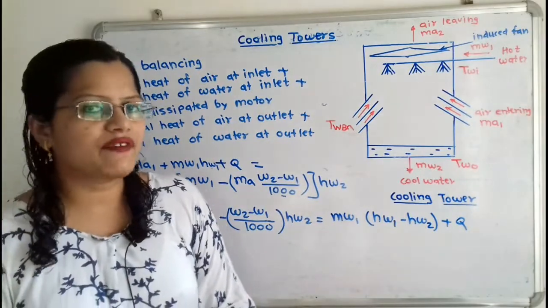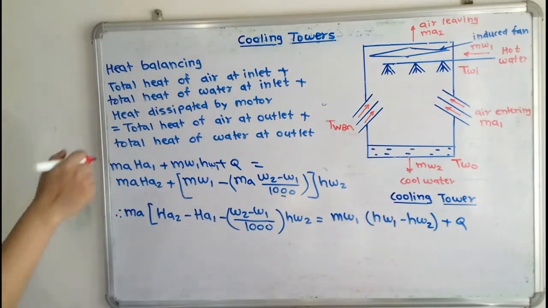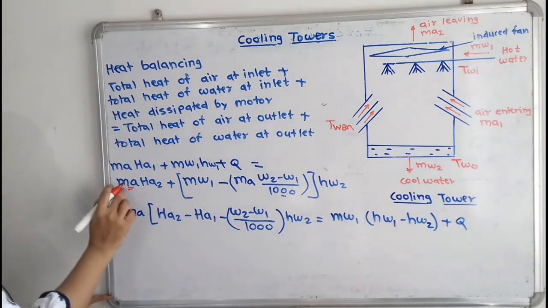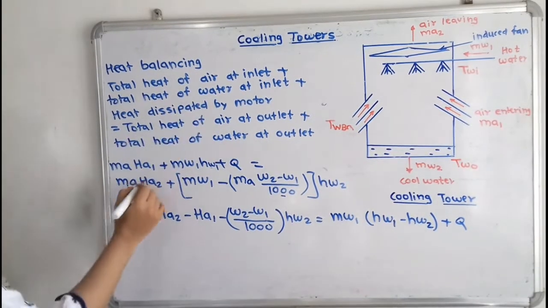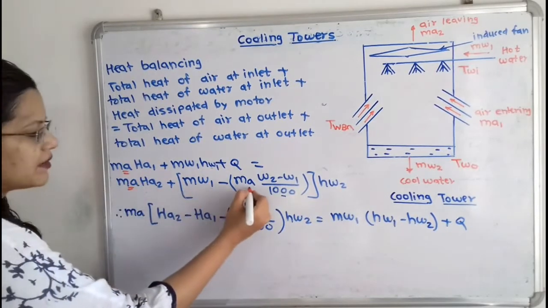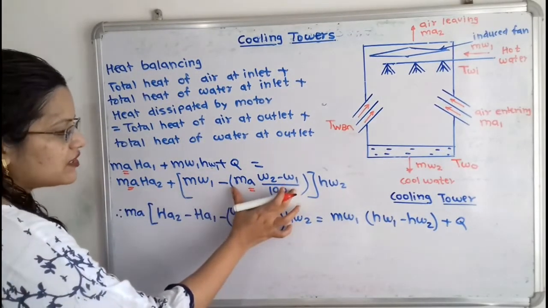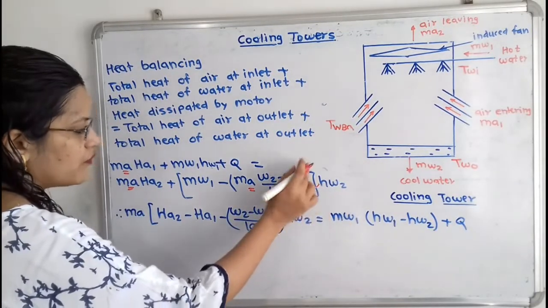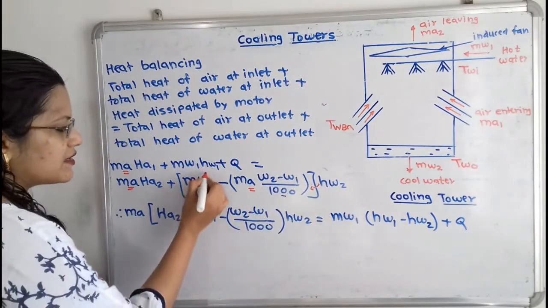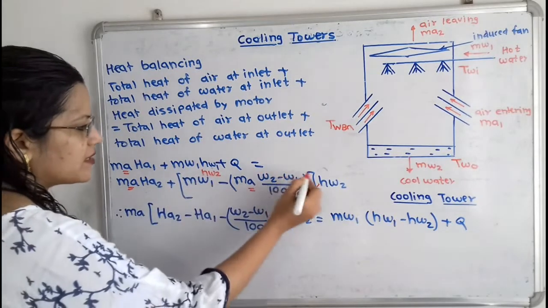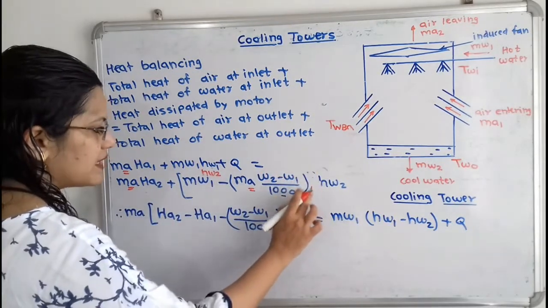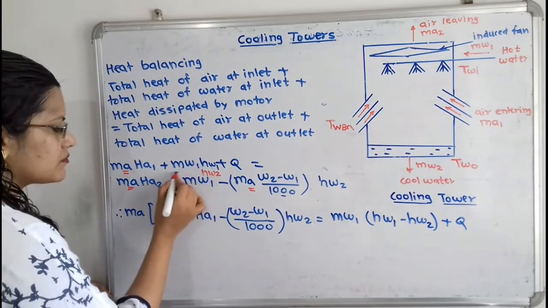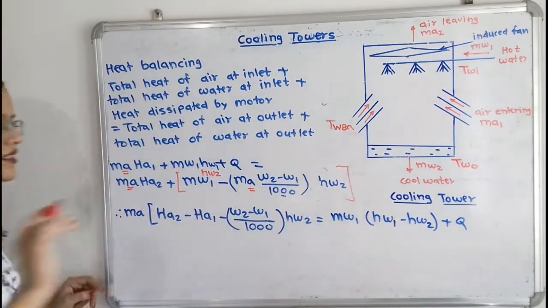Now we will simplify this. First we take Ma, the mass of air, as a common term. If we observe, here is Ma and here is Ma. Now this bracket has to be multiplied with Hw2. When we solve the bracket, here is also Hw2 and here is also Hw2. So I will write here, inside the bracket, there is Hw2.